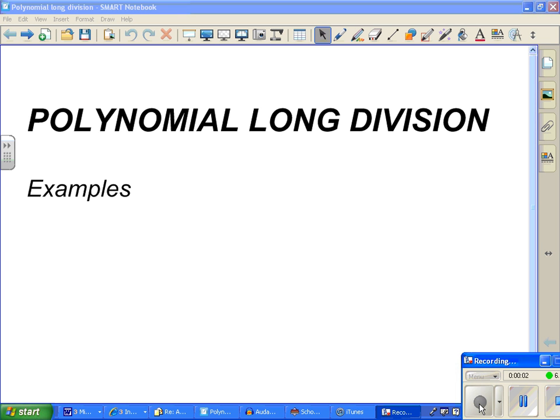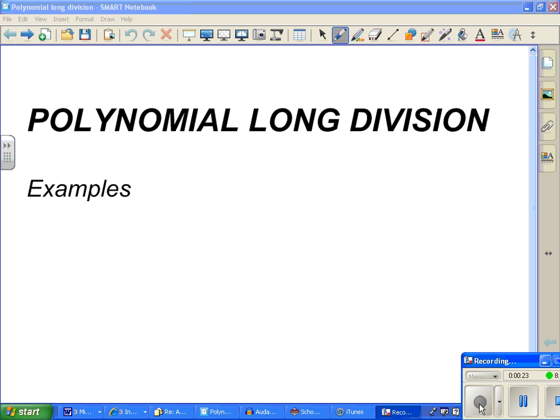Hello everybody. Today we're going to break the next section up into two pieces. We're going to do polynomial long division, and then tomorrow we're going to do synthetic division. But today I want to make sure we understand what polynomial long division is. And let me just give you an example of what it kind of looks like.